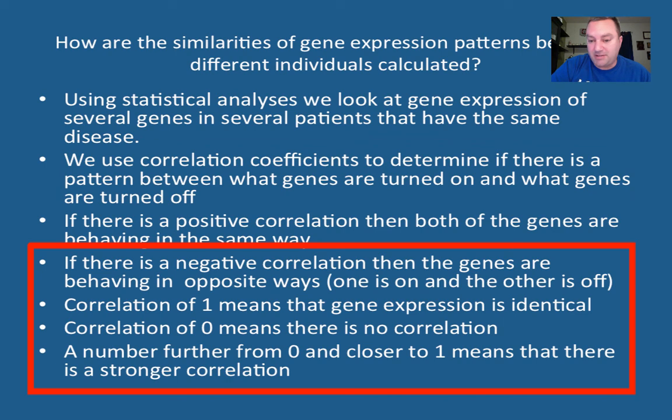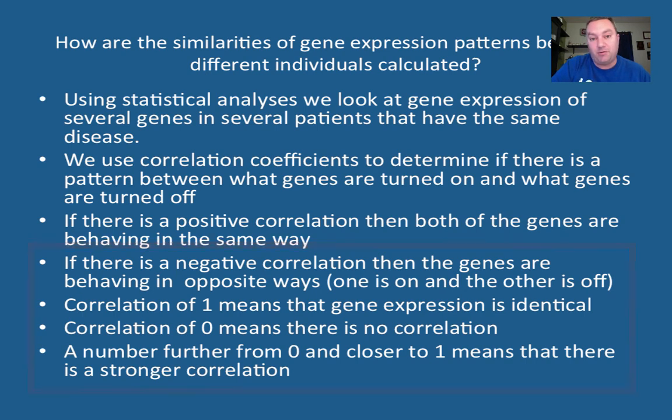If there's a positive correlation, they're behaving in the same way. If there's a negative correlation, they're behaving oppositely. In other words, one's turned on, one's turned off. If the correlation is 0, there's absolutely no correlation between them. And the farther you get away from 0, the stronger the correlation is going to be.